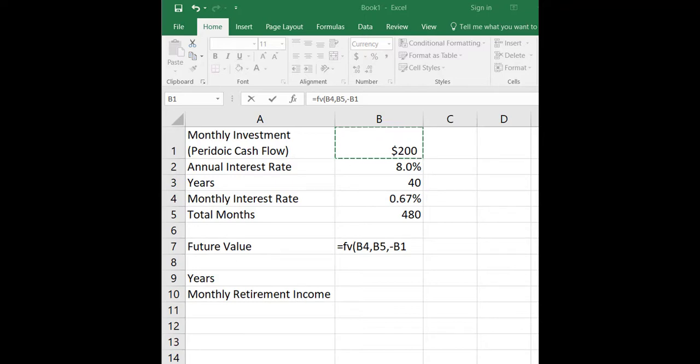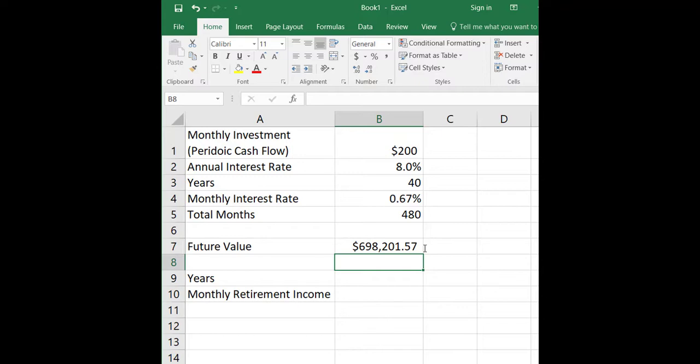If we wanted to calculate an annuity due, we would type a 1 in that argument. In this case, we're just using the default, so there's no need to enter these last two arguments. All we have to do is type our closing parentheses and press enter. And we get our result. So we see that if we invest $200 a month for 40 years at 8% interest rate, we're going to have just shy of $700,000 in this account.